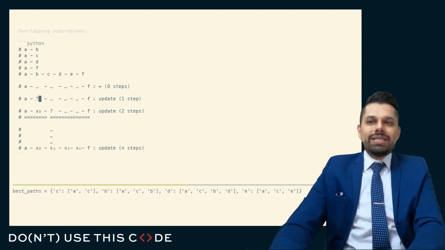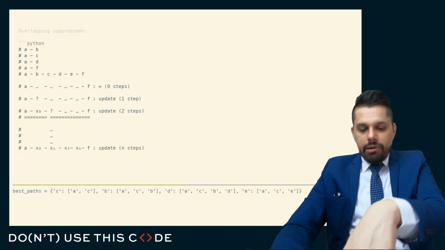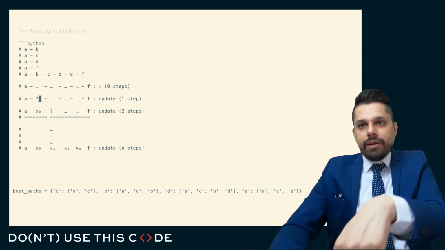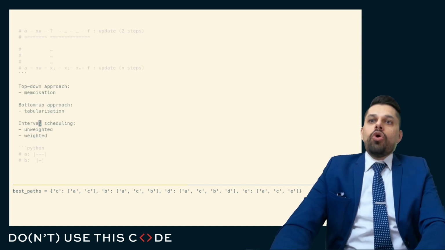And then we go through one step at a time and say, well, if we transited through here, is that any better? If we transited through here and here, is that any better? If we transited through here, here, and here, is that any better? And that's what that relaxation step is.